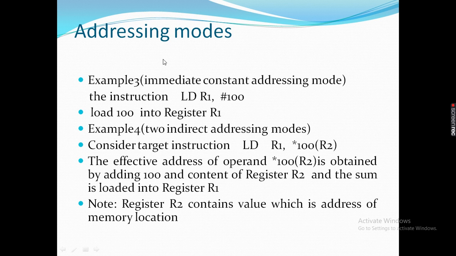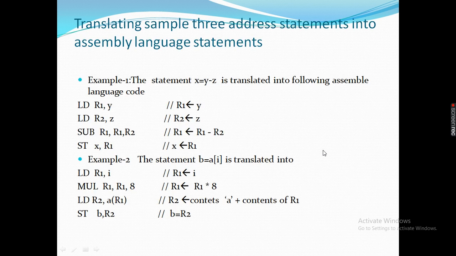How is the effective address calculated? The value 100 will be added with the content of register R2, and the result will be stored in register R1. You have to note that register R2 contains not the value of any variable, but it contains the address of the memory location.